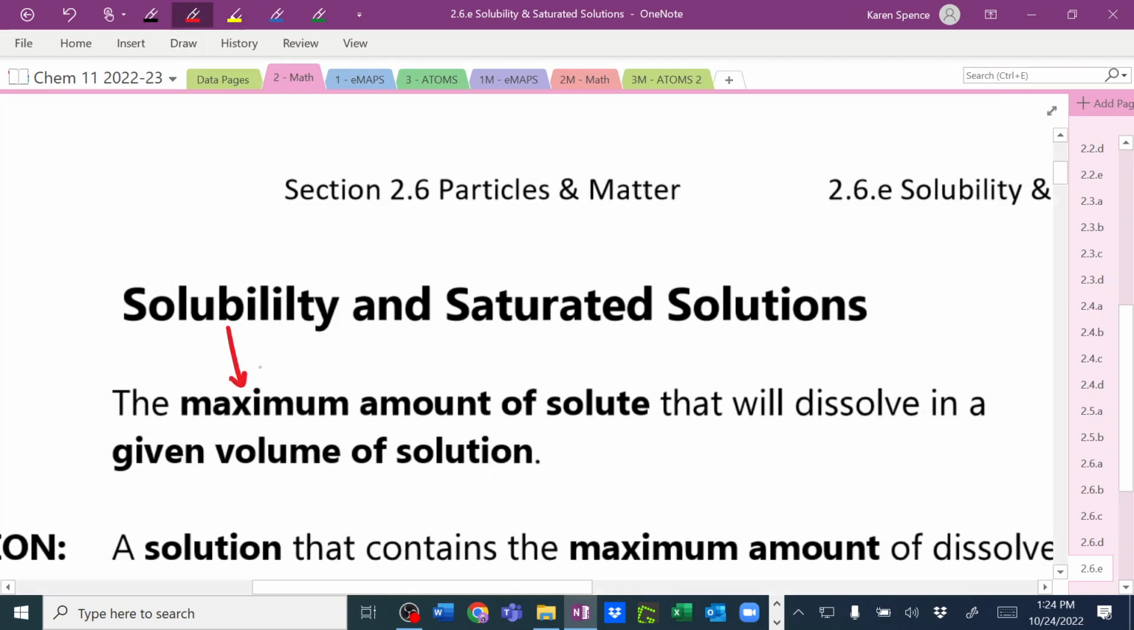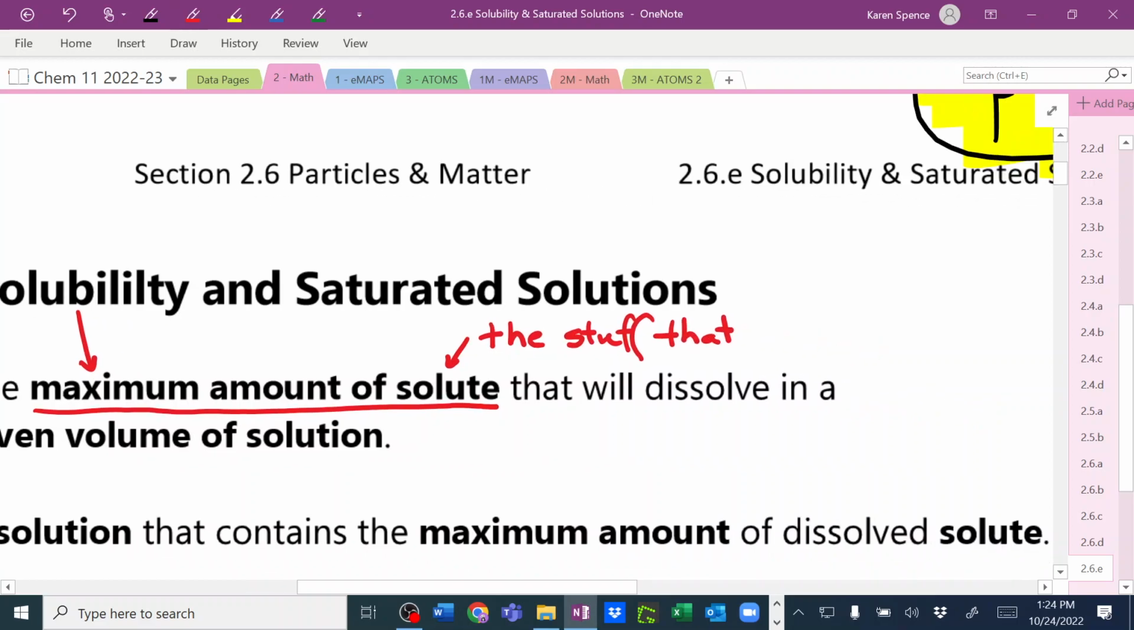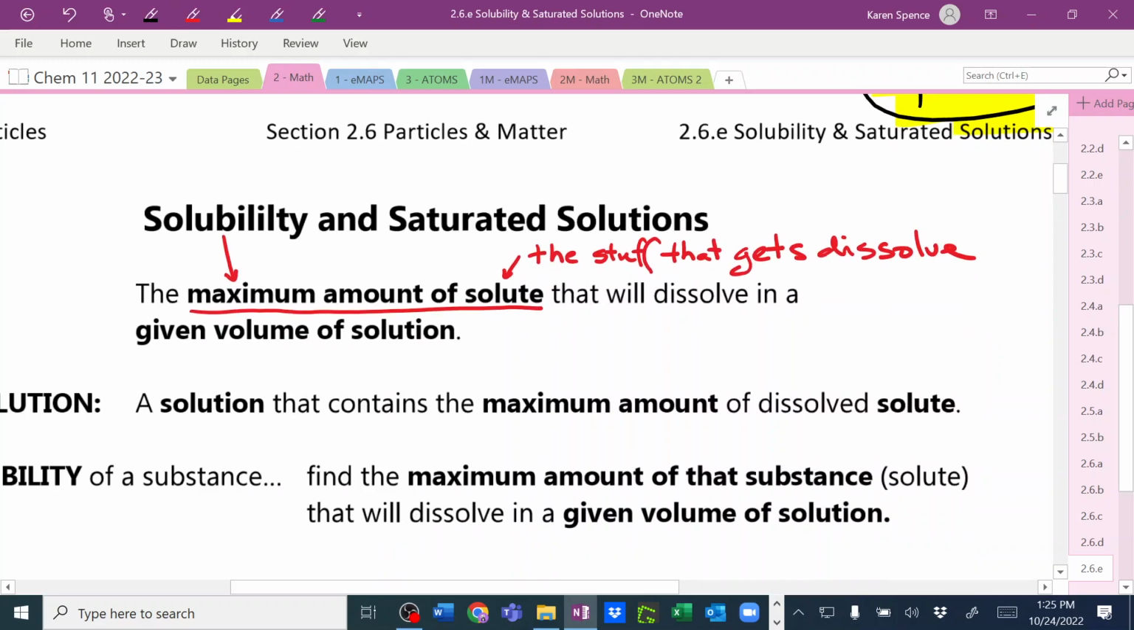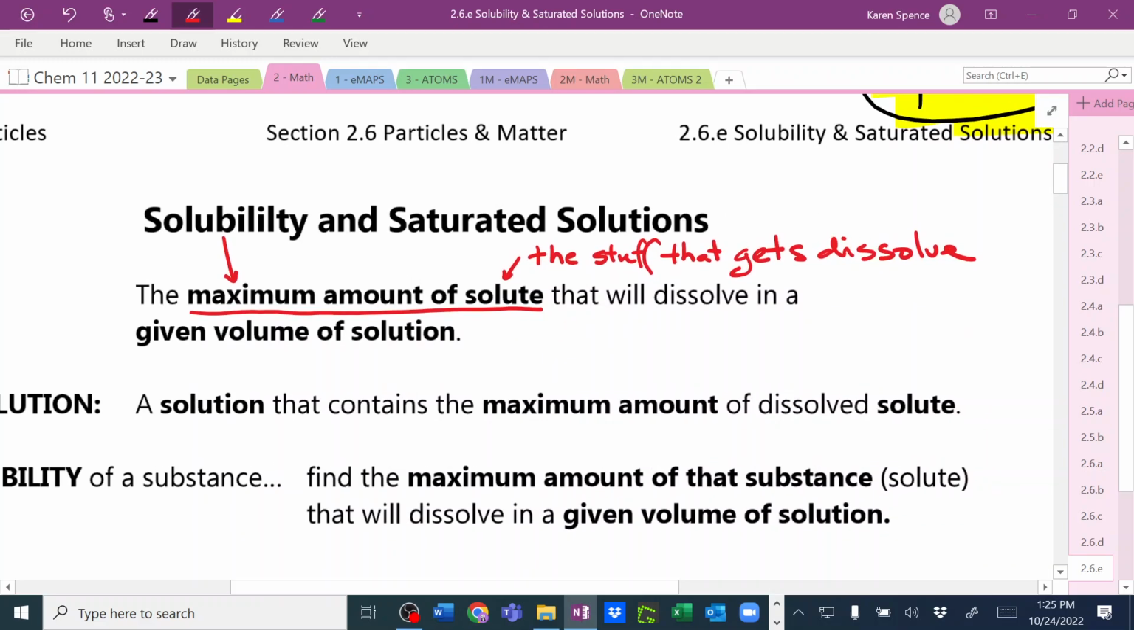Solubility is the maximum amount of solute. Do you remember what solute is? Tell your partner, what is the solute? The stuff that gets dissolved, yeah. So it is the maximum amount of solute that will dissolve in a given volume of solution.